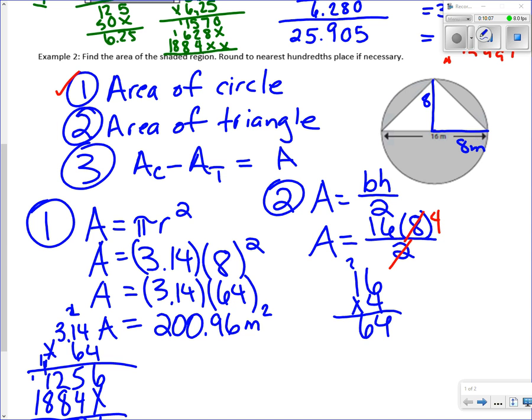Which is 64. My area of my triangle is 64 square meters. Okay, so I've done step 2.